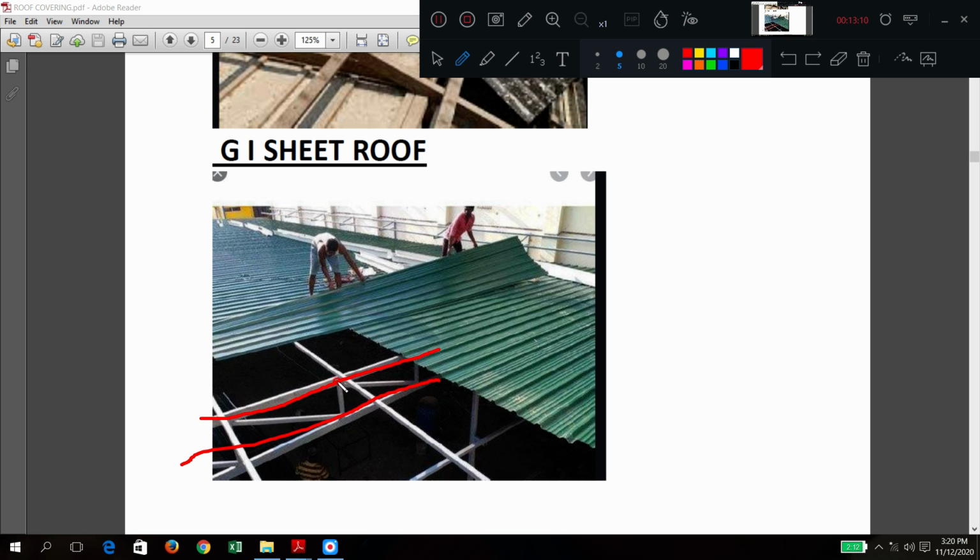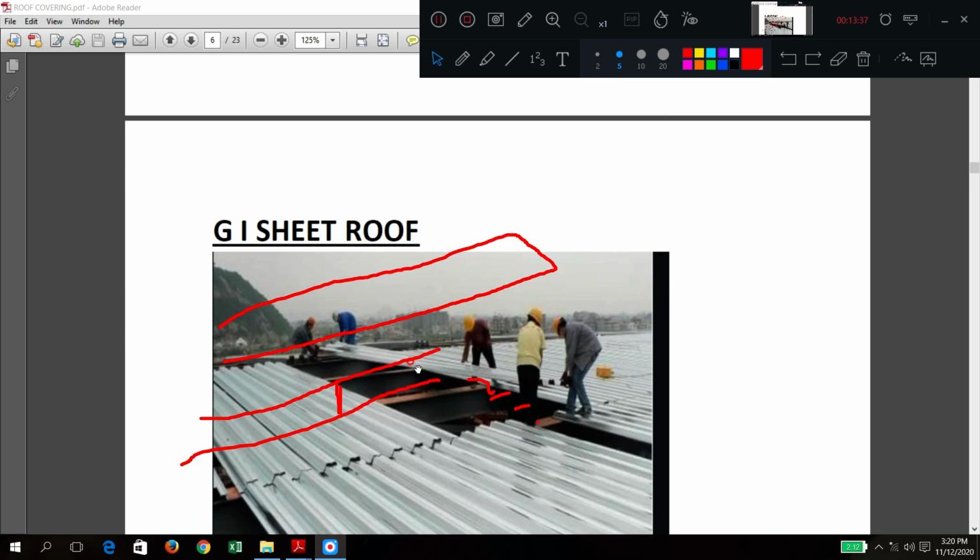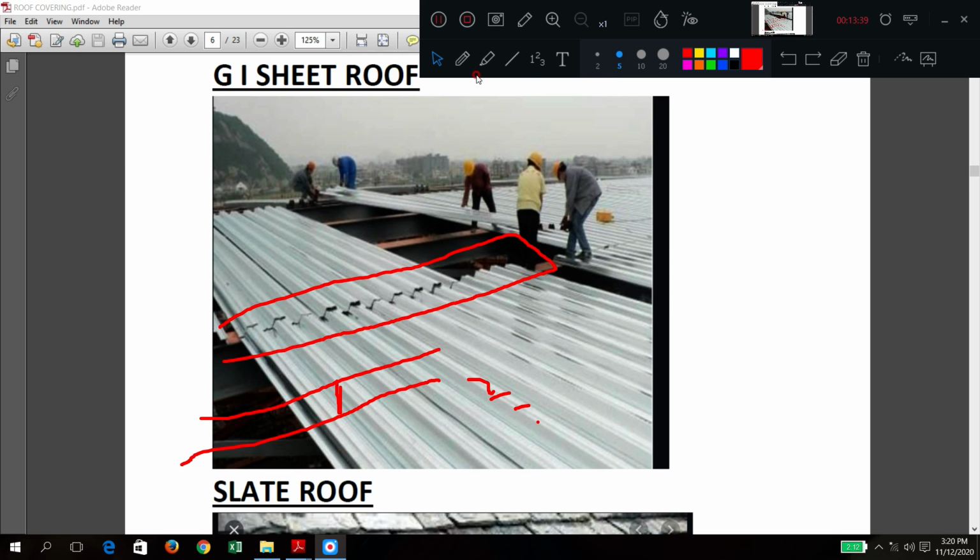These are the posts, queen post, king post, everything we have learnt in the truss portion. Big GI sheets are laid, and what are these? Corrugations. This will give more rigidity. So you have studied that one: GI sheet, galvanized iron sheet roof. Generally where are these used? Workshops and factories.